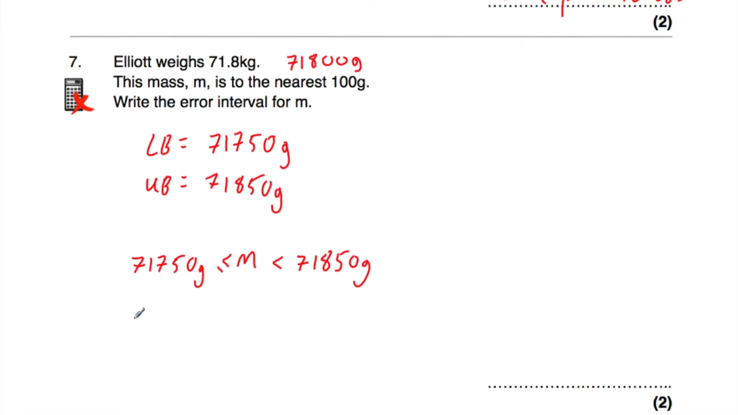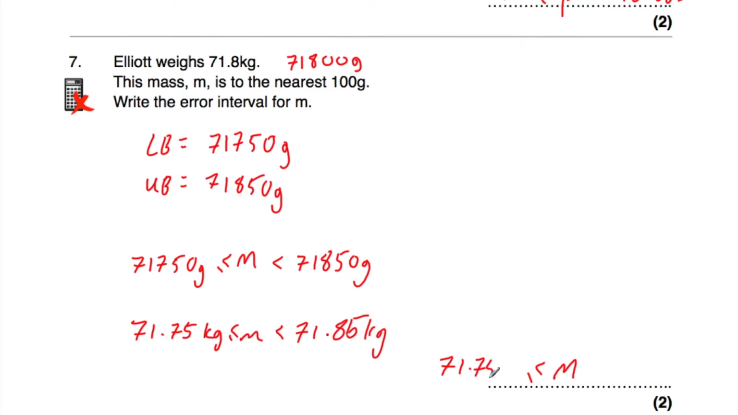So let's divide both of them by 1,000. So that'd be 71.75 kilograms, less than or equal to his mass, which is less than 71.85 kilograms. And that's it. So our error interval would be his mass is bigger than or equal to 71.75 kilograms, but less than 71.85 kilograms.